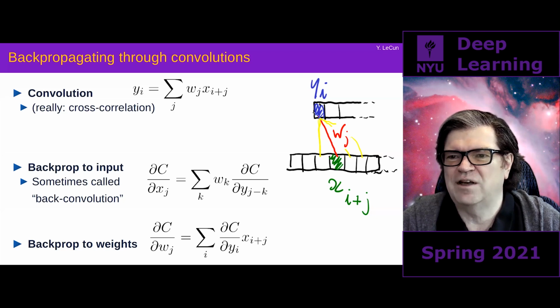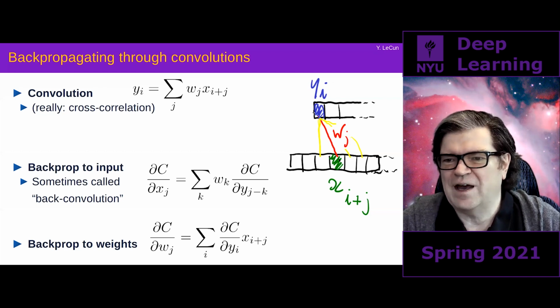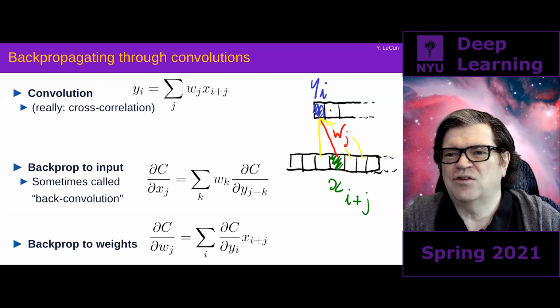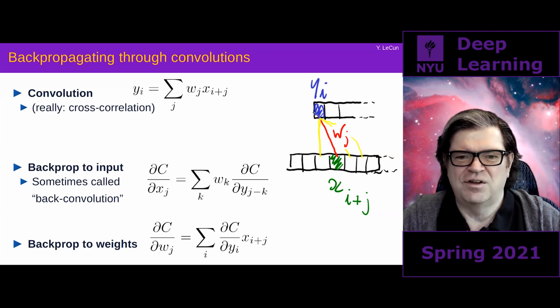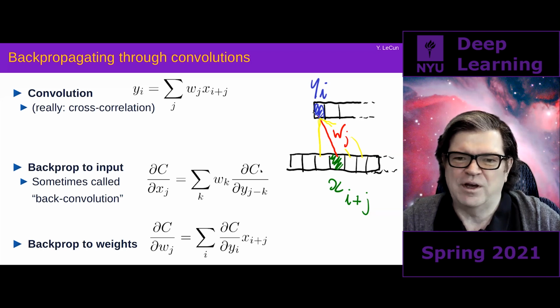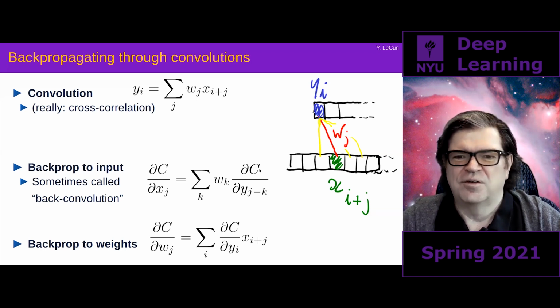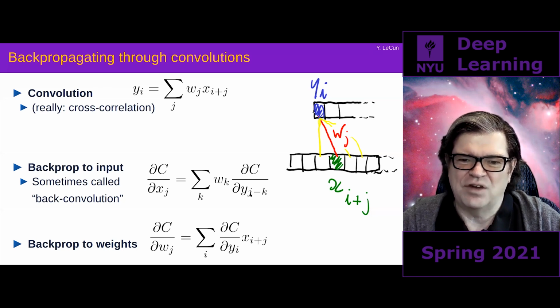To get the gradient of the cost with respect to this particular x here, this x is going to influence multiple y's through different weights. You're going to take the gradients with respect to all those y's and then multiply by all those weights, and you get the gradient with respect to x. I've written it here in a formula. The gradient of some cost with respect to xj is equal to the sum over k, which is the index running over the weights, of the gradient of the same cost with respect to the output at location j minus k.